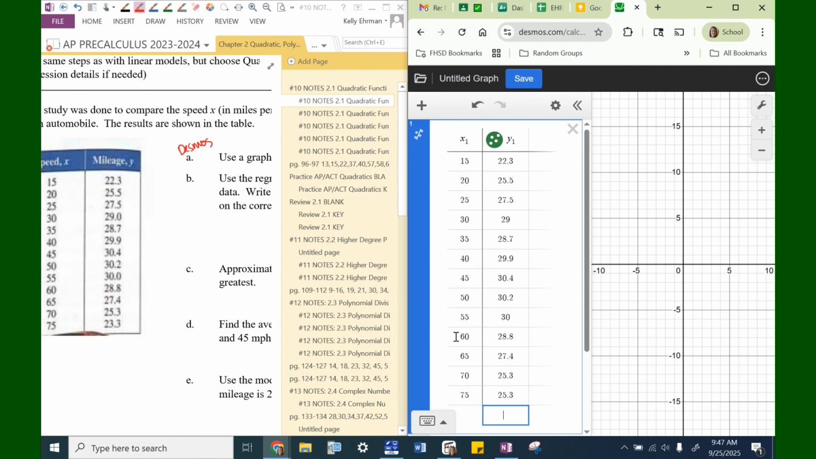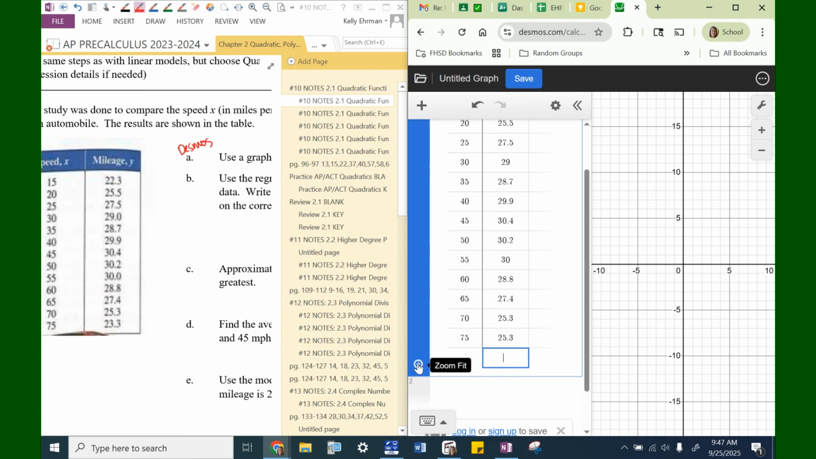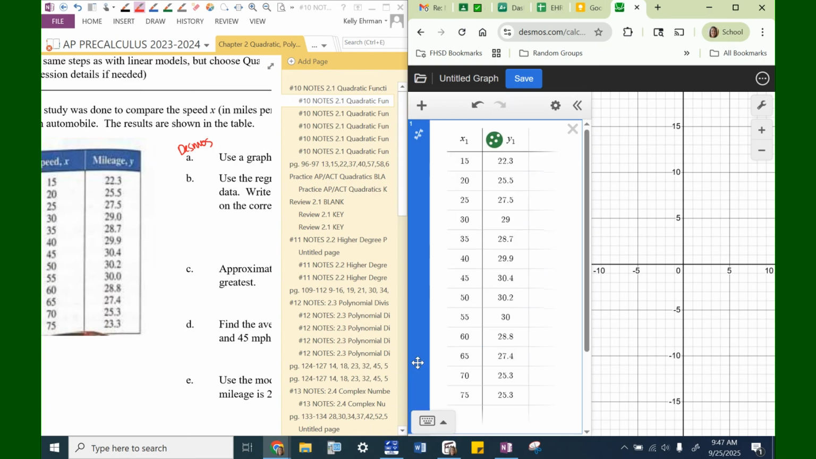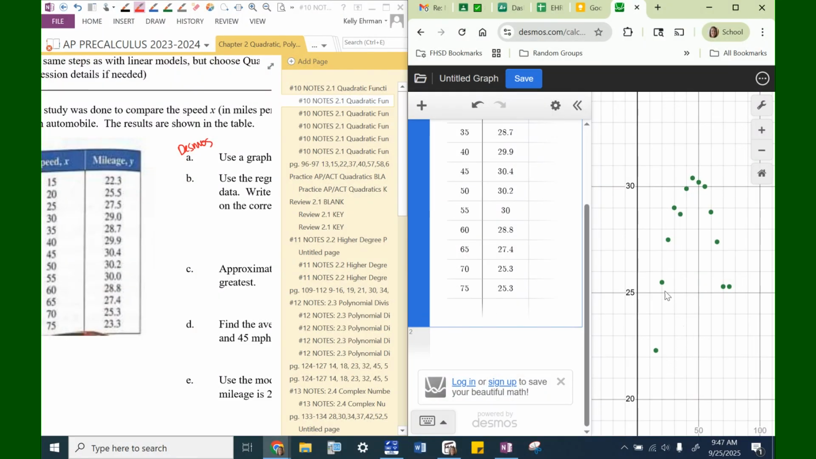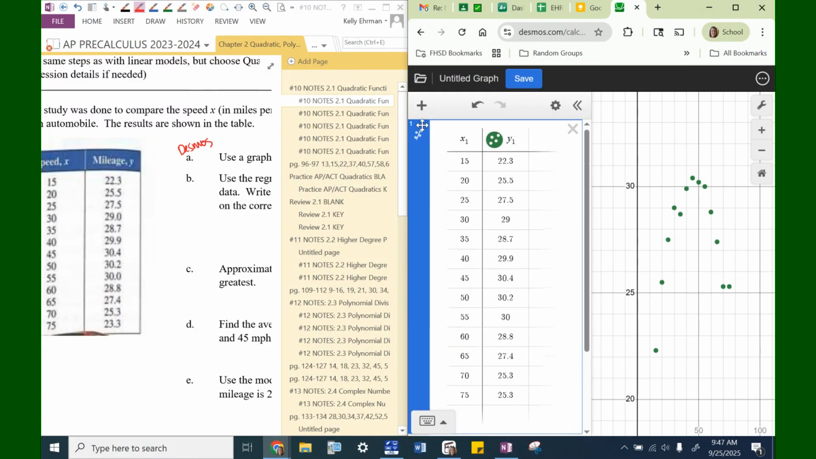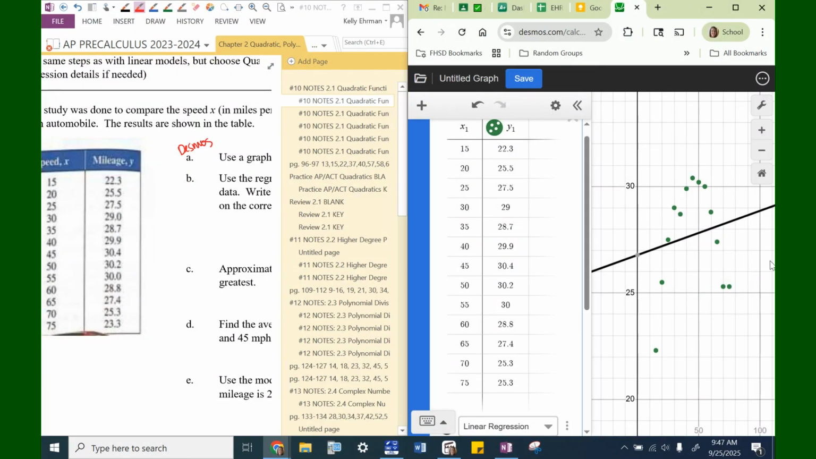Once you enter in a table, to see your scatter plot, hit the zoom fit in the bottom corner here. There we go. This looks kind of like a parabola. You still get regression by coming up here and clicking add regression. Now, the first thing it does is linear regression by default. This obviously is not a good model to represent this curved data.